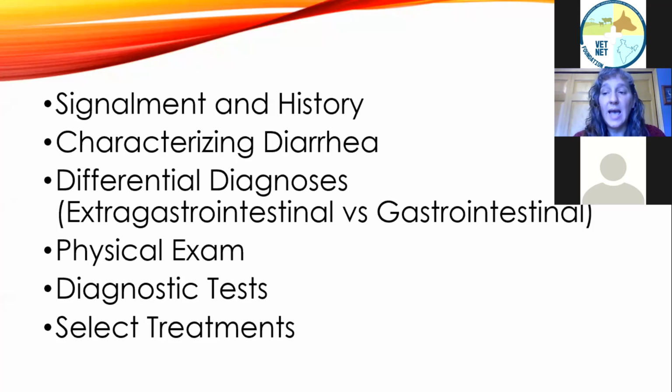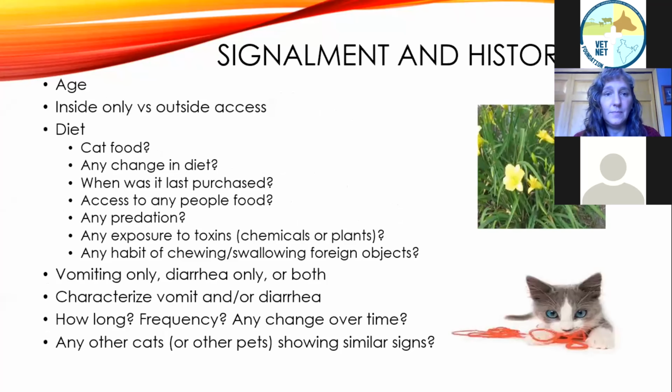Then we will look at some specific diagnostic tests and the results that we can expect to see with the different diseases. And lastly, we'll look at treatments for select diseases. For the signalment and history, there are a few questions that are important to help narrow down our differential diagnosis list. The first is going to be the age of the cat.